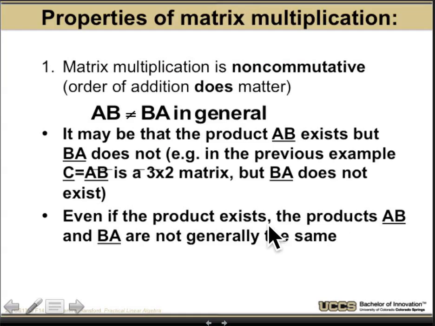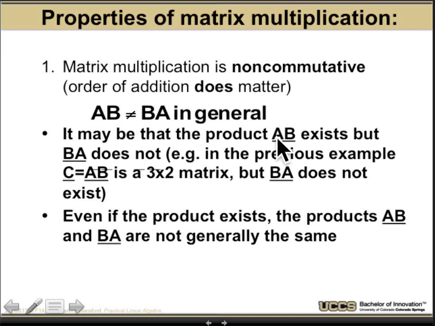Now, there's some other properties we get out of this. The first and the most non-intuitive, so it's important that you get this because this is not how numbers work, is that matrix multiplication is not commutative. The order does matter. A times B is not equal to B times A. And that should say the order of multiplication does matter.